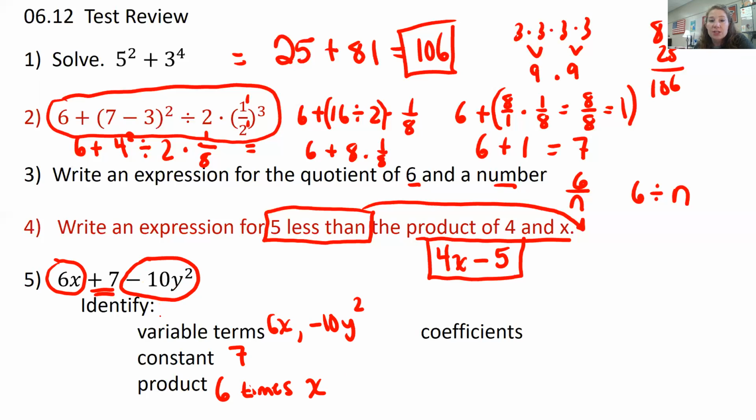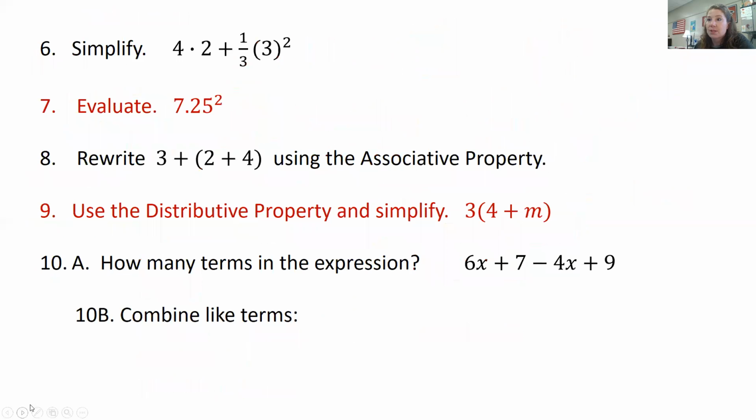And then coefficients are the numbers that are being multiplied by the variables. It doesn't include the variables. It's the numbers being multiplied by the variables. So the two coefficients are 6 and negative 10. So for the test, you guys need to be familiar with all those terms.